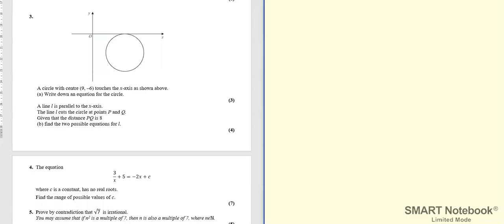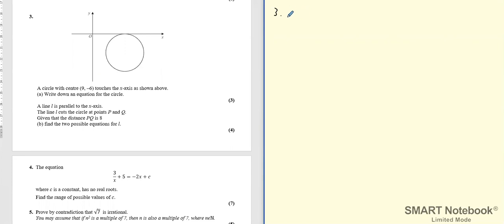Okay, so let's have a look at number 3 here. We've got a circle with center (9, -6) that touches the x-axis, shown above. Write down an equation for the circle.